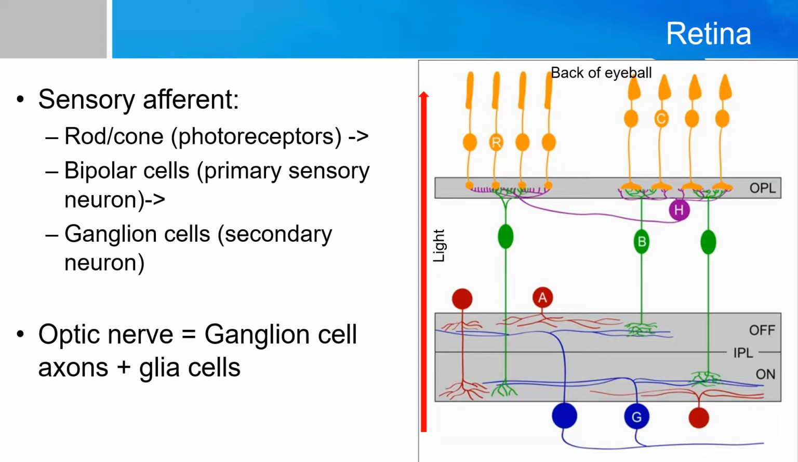The figure on the right shows a schematic of the retina, and the OPL stands for the outer plexiform layer, the IPL stands for the inner plexiform layer. The on and off denotes the part of the IPL where the circuits responding to the onset and the offset of the light, respectively. And we'll cover the on-center and off-center, or the onset or offset, in a little bit.